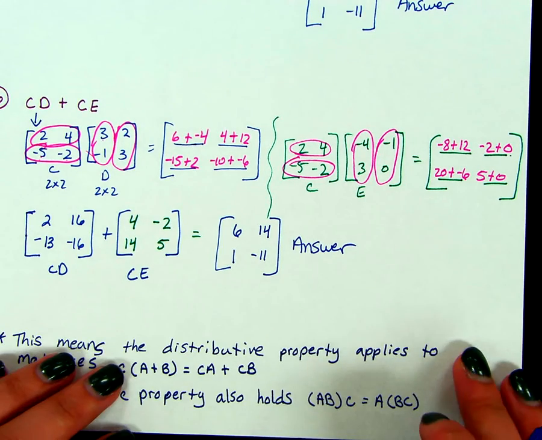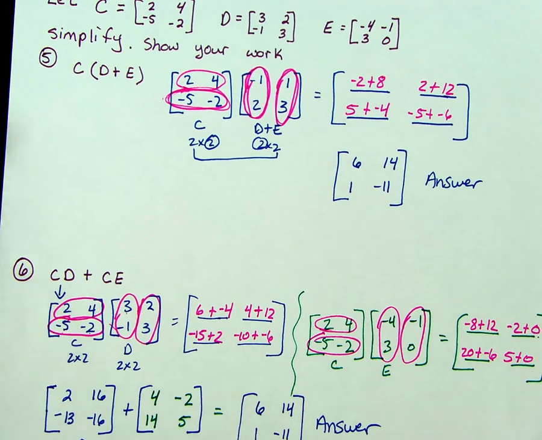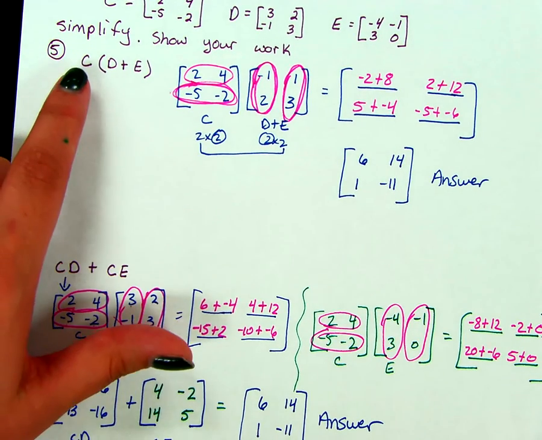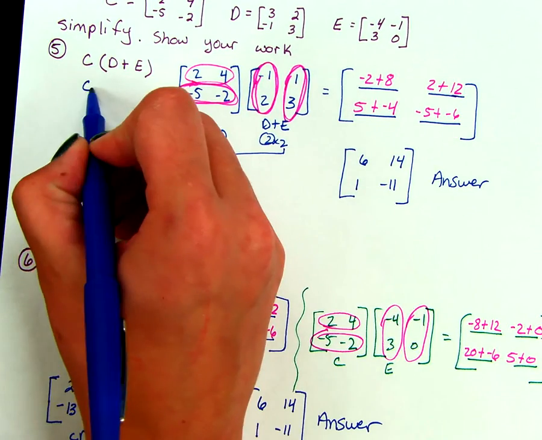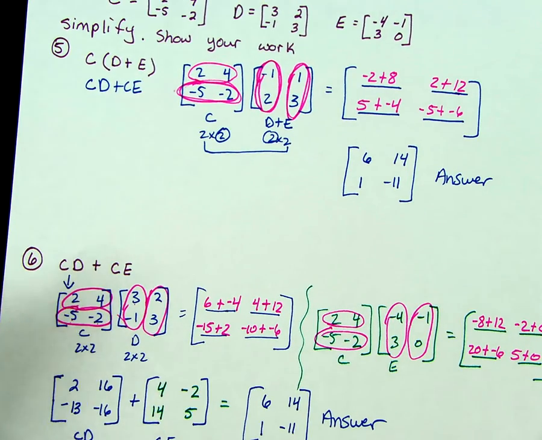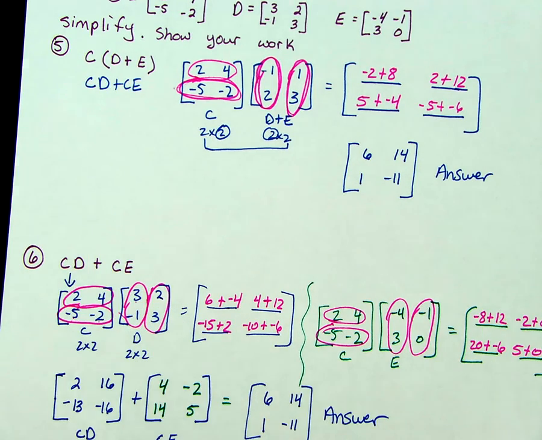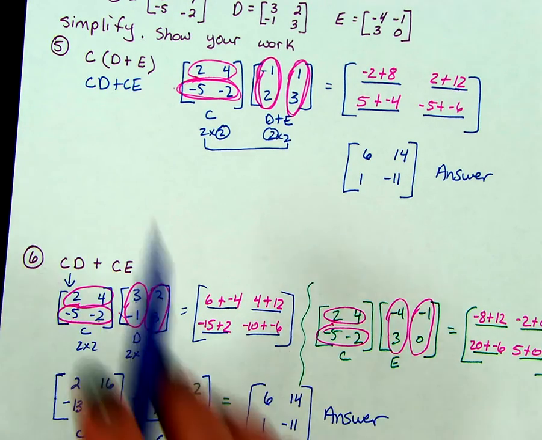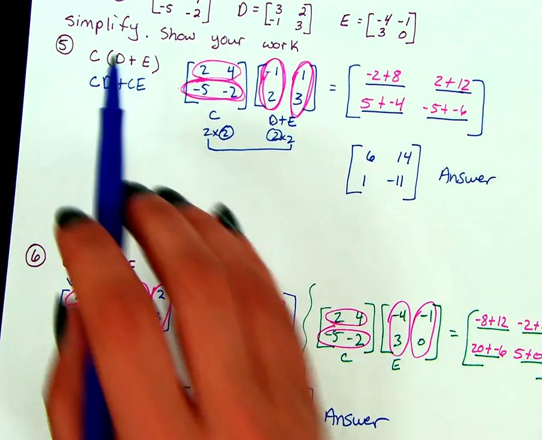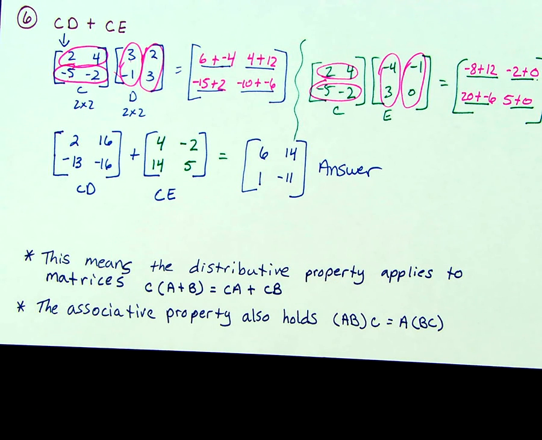Now hopefully you noticed that we ended up with the same answer from the previous problem. When we look at these two things, we should notice that if we distribute the C in, this would mean C times D plus C times E, which is what we did down here. So that means that our distributive property is going to hold for matrices, but we have to be careful when we distribute. We always multiply on the left side. Okay. So the same way that we would say it, C times D and then C times E. So again, this means that the distributive property applies to matrices.